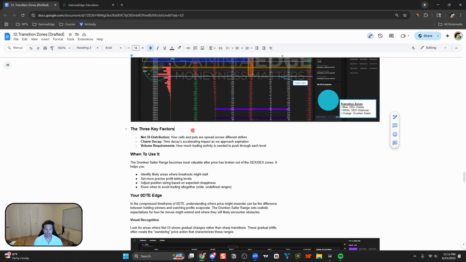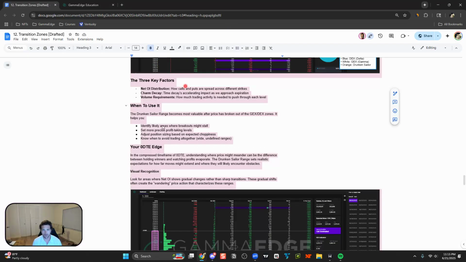And so the three key factors for this zone are net OI distribution, i.e. how call and put speculation is distributed across different strikes; charm decay, which is time decay's accelerating impact as we approach expiration, and again, this is very critical when trading SPX 0DTE; and then volume requirements, how much trading activity is needed to push through each level. And mainly, how much is needed to push through those top and bottom goalposts that the Drunken Sailor range identifies for us.